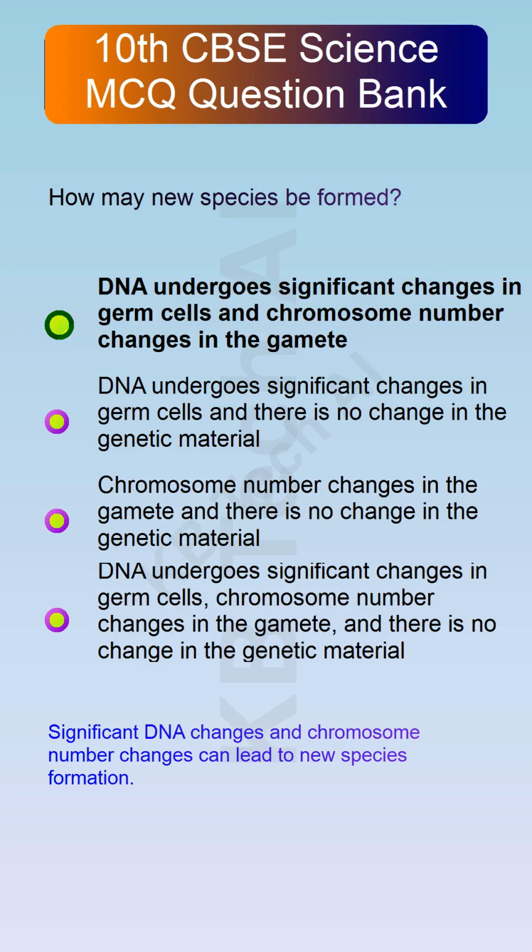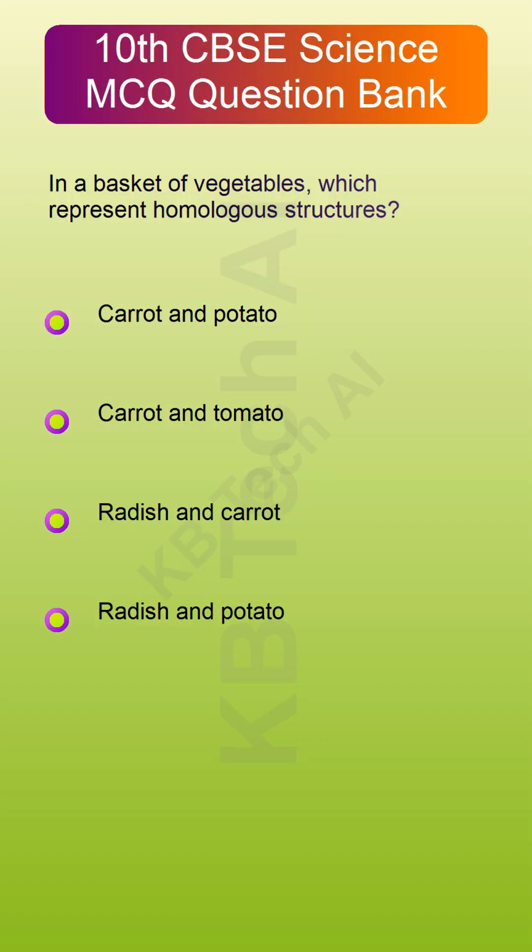The answer is, option 1, DNA undergoes significant changes in germ cells and chromosome number changes in the gamete. In a basket of vegetables, which represent homologous structures? Option 1, carrot and potato. Option 2, carrot and tomato. Option 3, radish and carrot. Option 4, radish and potato.